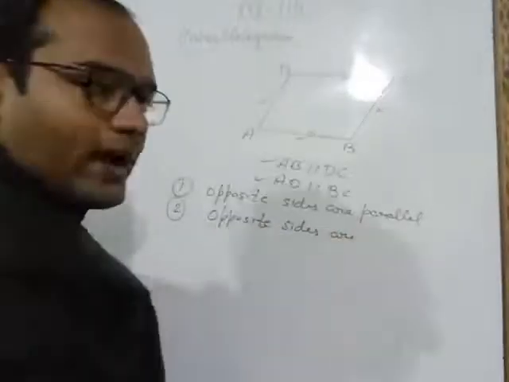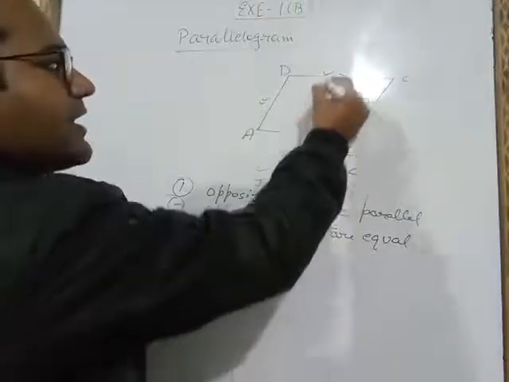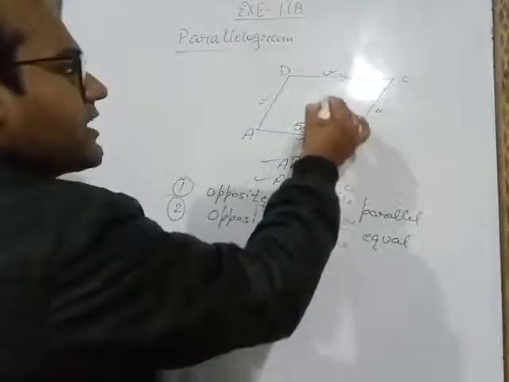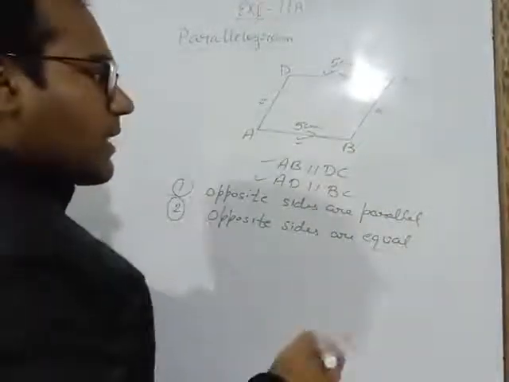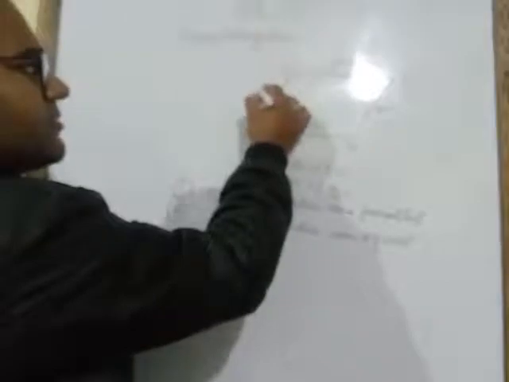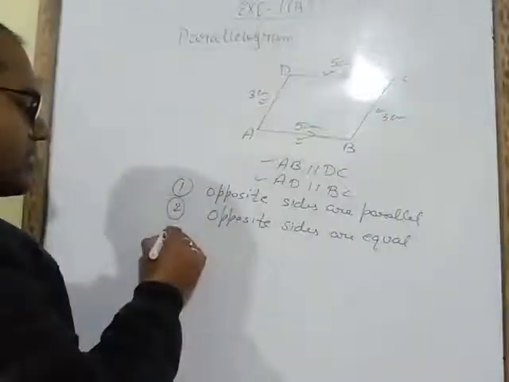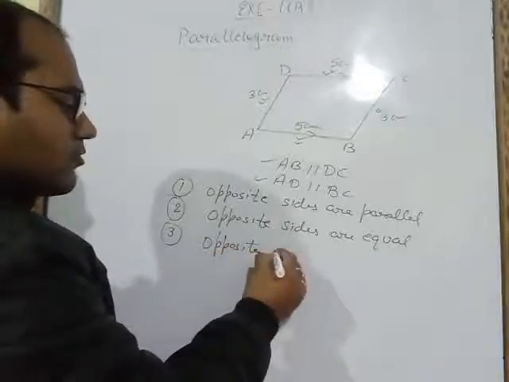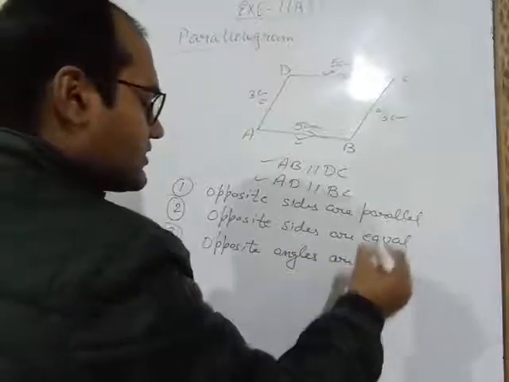Opposite sides of a parallelogram are equal. That means the length of AB and the length of CD will be equal. If AB is 5 cm, then DC will also be 5 cm. This is the second property of a parallelogram. If AD is 3 cm, then BC will also be 3 cm. Third property, opposite angles are also equal.